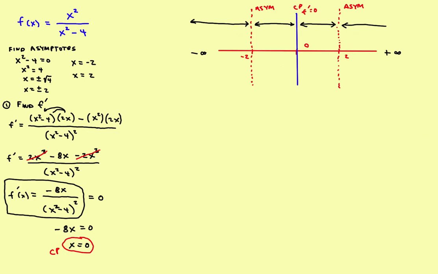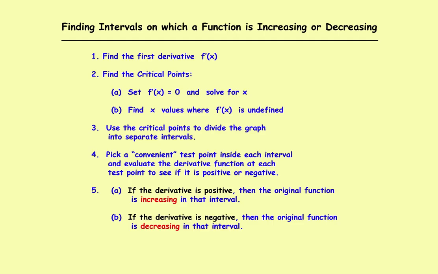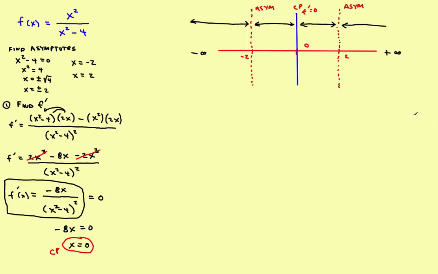So now we'll go back and look at the rules again. We've got it divided up. So the next step in the rule says this: pick a convenient test point inside each interval and evaluate the derivative to see if it's positive or negative. If it's positive, it's increasing; negative, it's decreasing. So we'll do that. To pick a convenient test point, I like to work with integers. So I'm going to pick in this interval a -3. In this interval, I'll pick a -1. In this interval, I'll pick a +1. And in this interval, I'll pick a +3.